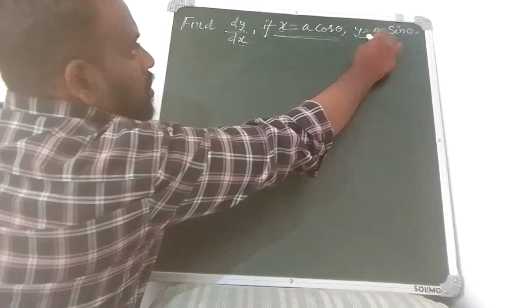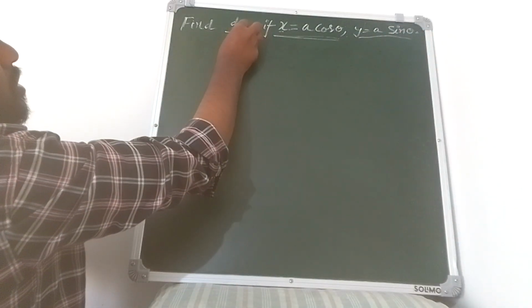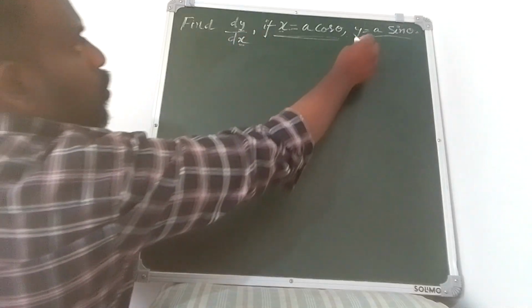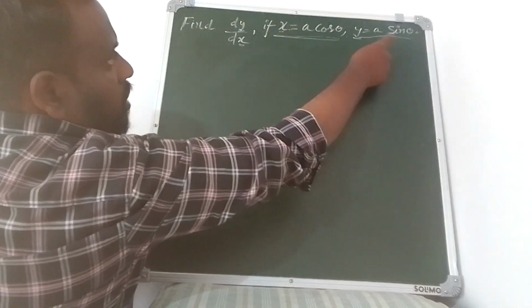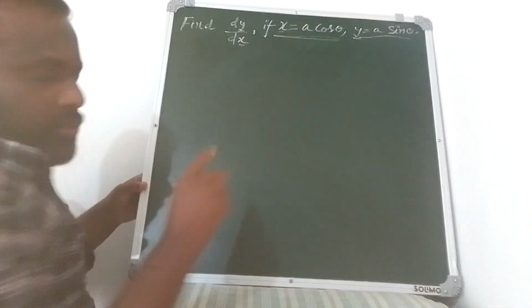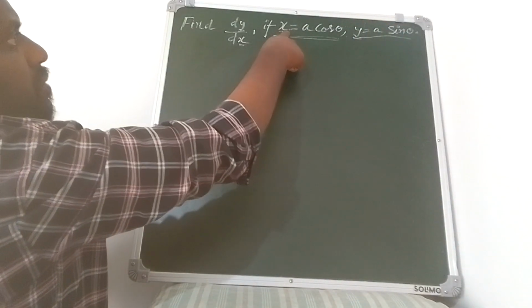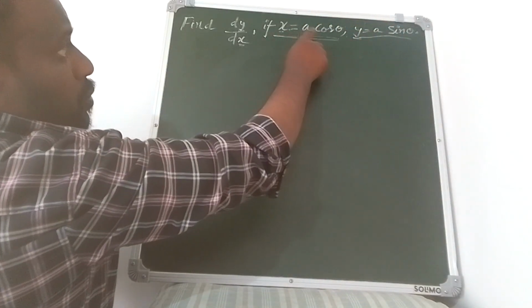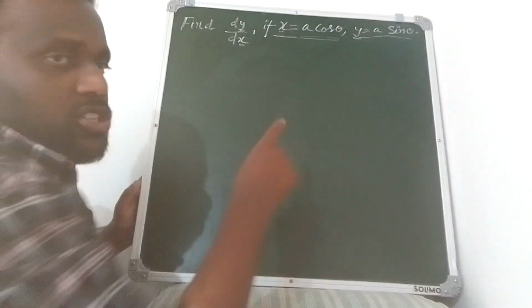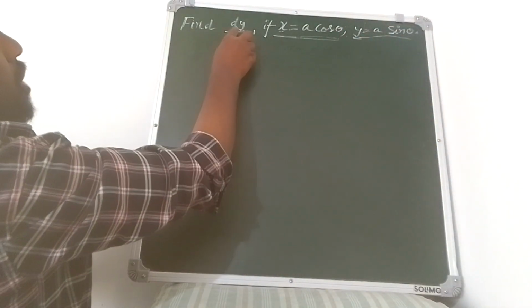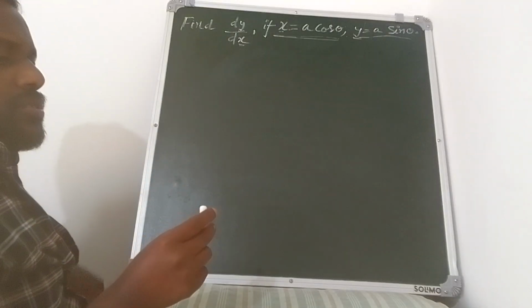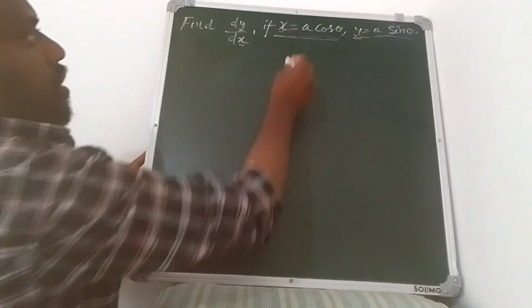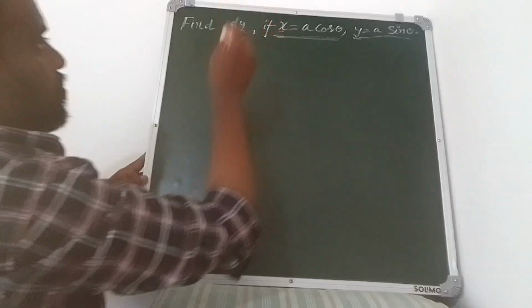If you take this, according to this y and x should be there, but here y is there, x is not there. In this equation x is not there. A sin theta is there. Here x is there, y is not there. Here y is there, x is not there. But we want dy by dx. So that time, first what you have to do, take the first equation.